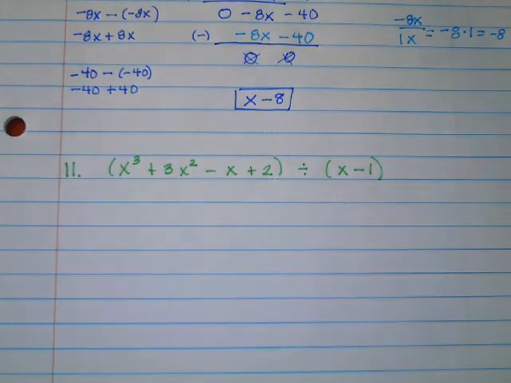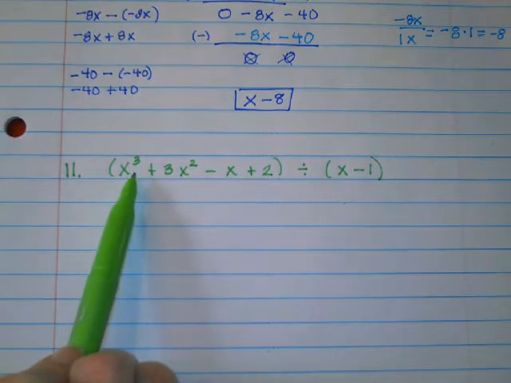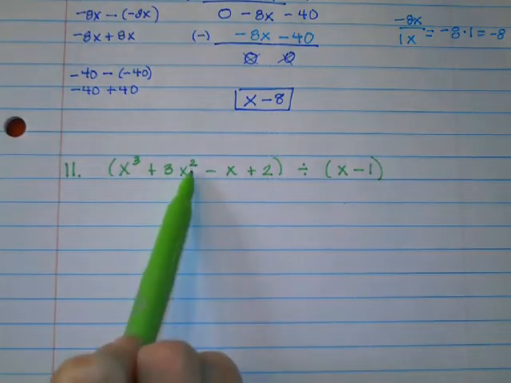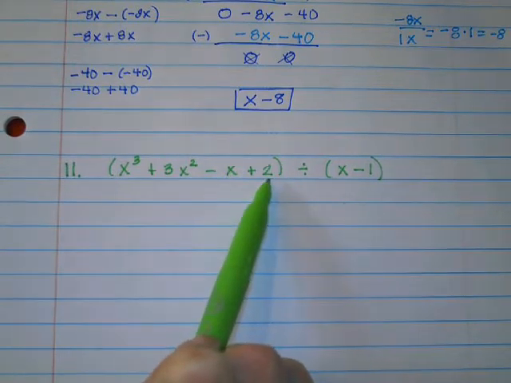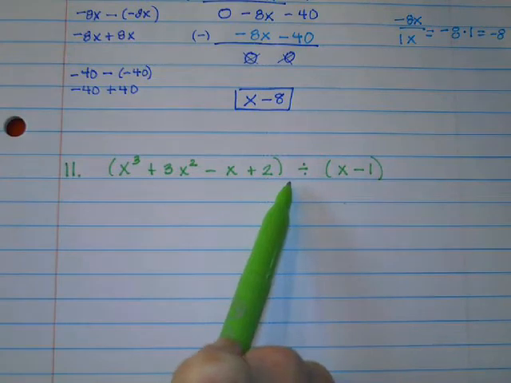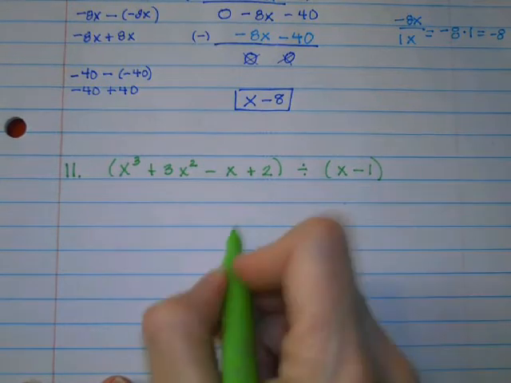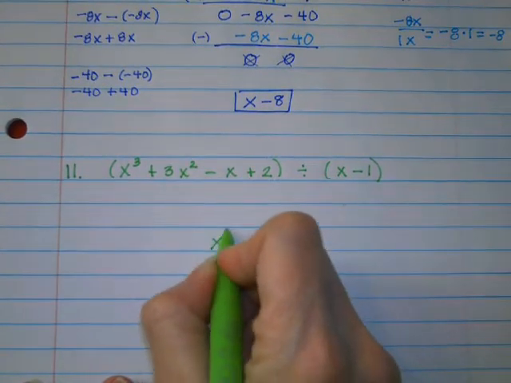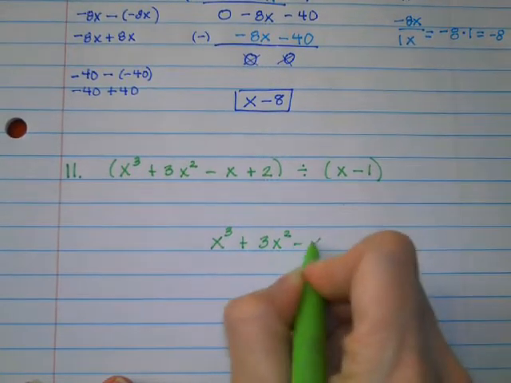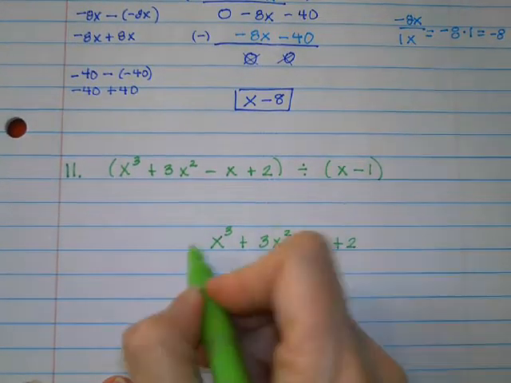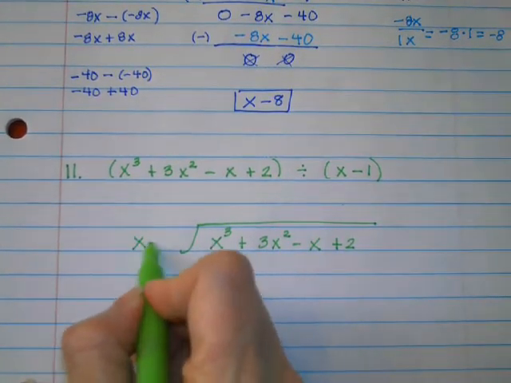All right, so let's look at this guy. This time our highest degree is not 2, it is 3. So we get a countdown: 3, 2, 1, 0, which means there are no variables. This is in perfect standard form. There are no empty gaps or holes. So we're going to go ahead and write down our dividend, x to the third plus 3x squared minus x plus 2. Put our division symbol, and we'll put our divisor out here, x minus 1.